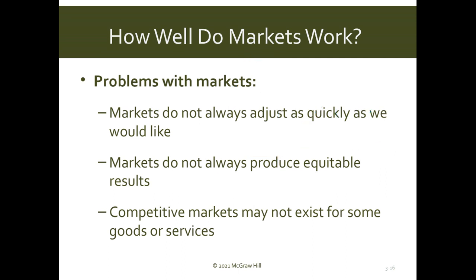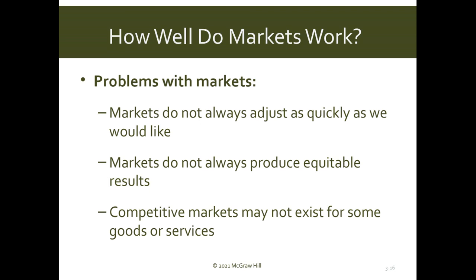The third, competitive markets may not exist for some goods or services. Now, since we haven't talked about what we mean by competitive markets, we will discuss this in chapter number 8, where we discuss competitive markets, monopoly, oligopoly, and monopolistic competitive market structure. But let me just introduce one thing. By competitive markets, I mean that there are a large number of sellers, and they are selling identical products. But that is not always the case.